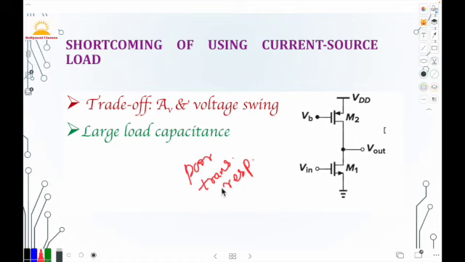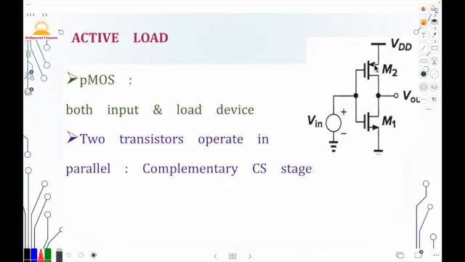To counter these drawbacks, we can use the CMOS concept. Let's see how it is done. If we replace the load transistor with a PMOS device and provide the same input as we are giving to the NMOS driving transistor, this topology is called the active load common source amplifier. Here the PMOS acts as both input and load device. So this is the circuit diagram, and M2 is the PMOS device, you should note down. You must have studied this topology as a CMOS inverter. Yes, this is exactly the same amplifier.